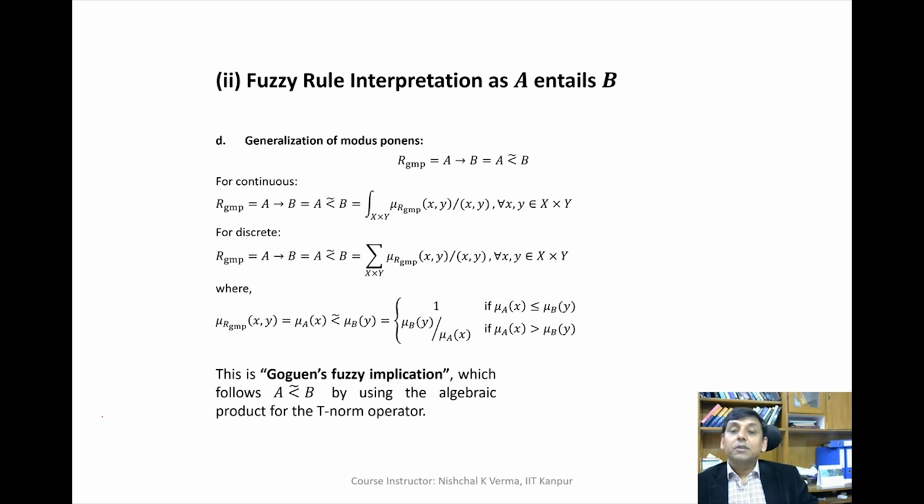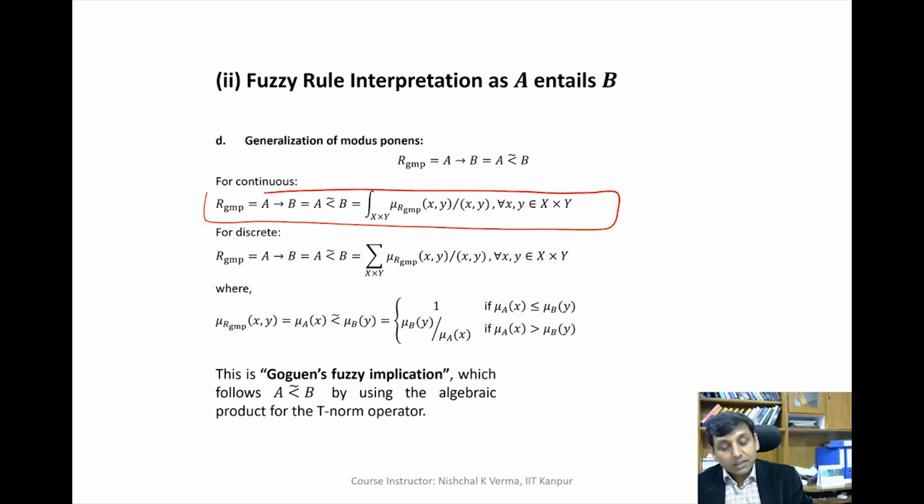So then comes the fourth one here, the generalization of modus ponens, and the fuzzy relation set that comes out of this is represented by RGMP, and this is equal to A entails B, which is nothing but A tilde less than B. Here this is for the continuous fuzzy set, where we have the RGMP of xy, oblique xy here.